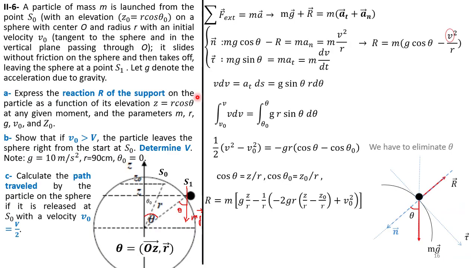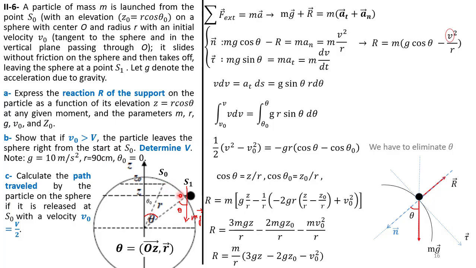Okay. Now question C. Calculate the path traveled by the particle on the sphere if it's released at S0 with a velocity V0 equal to V over 2. So we need to find the path traveled by the particle on the sphere. So the path traveled by the particle on the sphere is equal to the arc S0, S1.